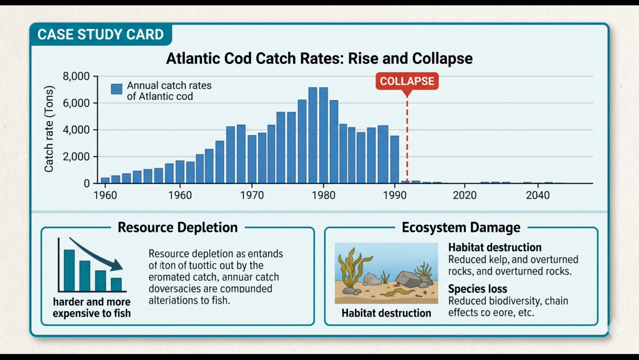Look at the case study on screen, the Atlantic cod fishery. For decades, trawlers overfished cod in the North Atlantic. By 1992, the Canadian government declared the stock had collapsed and imposed a fishing ban. Over 30 years later, the fishery has never fully recovered. One renewable resource permanently changed by overexploitation.